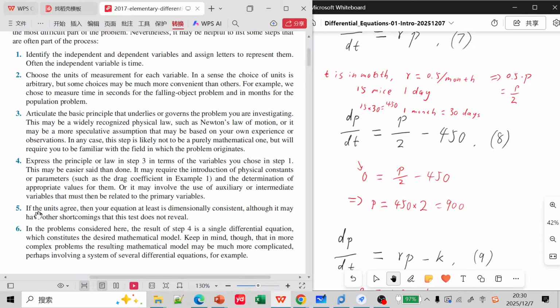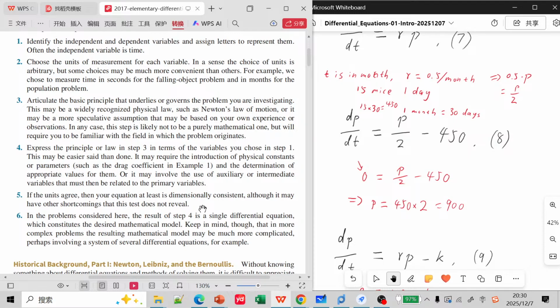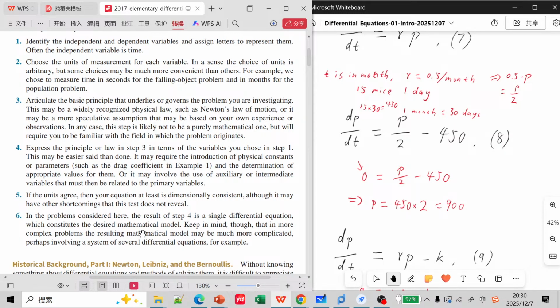5. If the units agree, then your equation at least is dimensionally consistent, although it may have other shortcomings that this test does not reveal. 6. In the problems considered here, the result of step 4 is a single differential equation which constitutes the desired mathematical model. Keep in mind, though, that in more complex problems, the resulting mathematical model may be much more complicated, perhaps involving a system of several differential equations, for example.